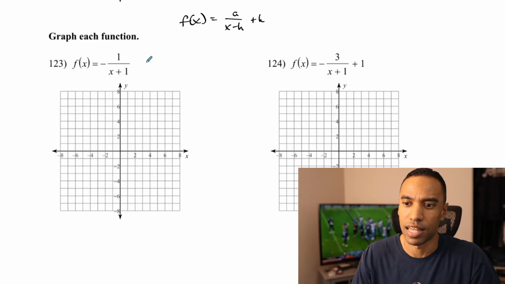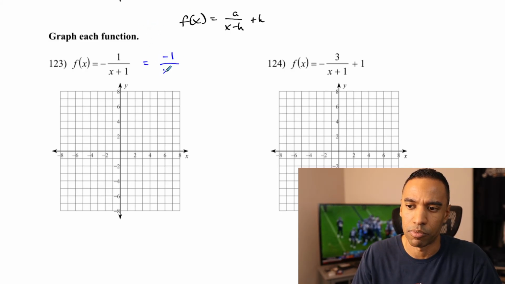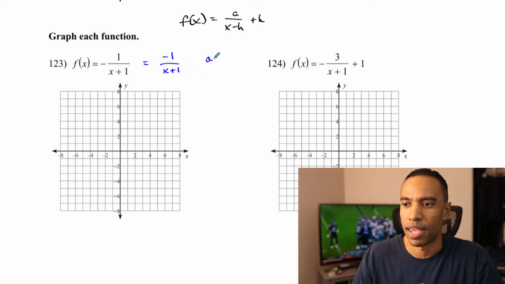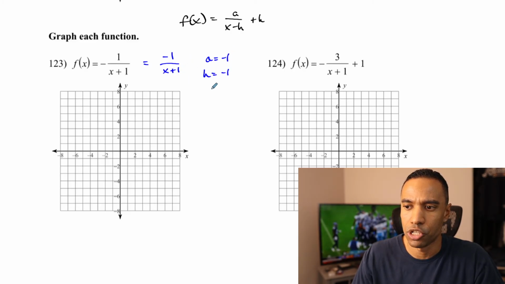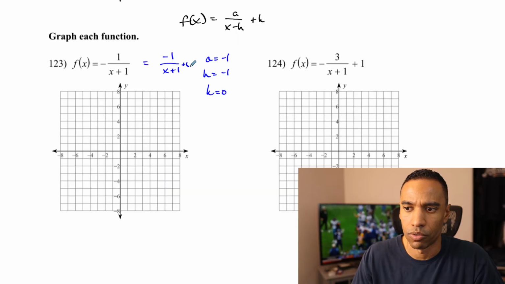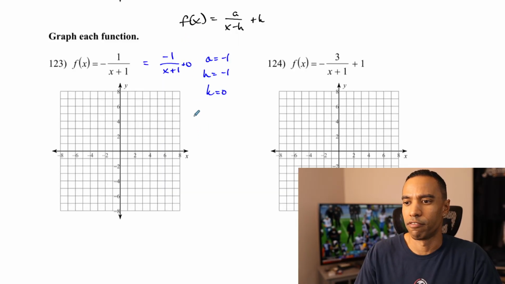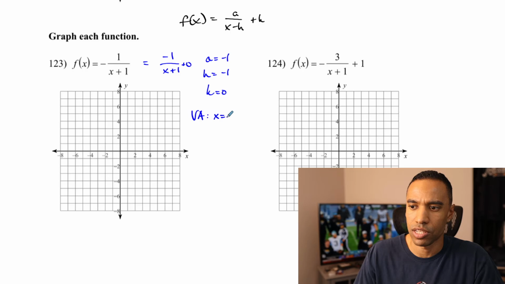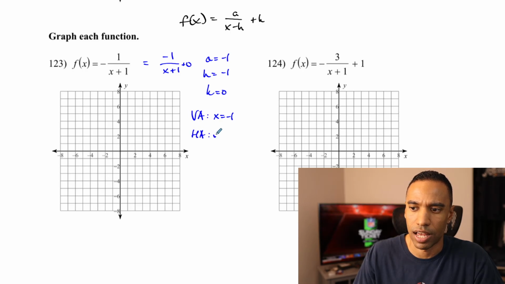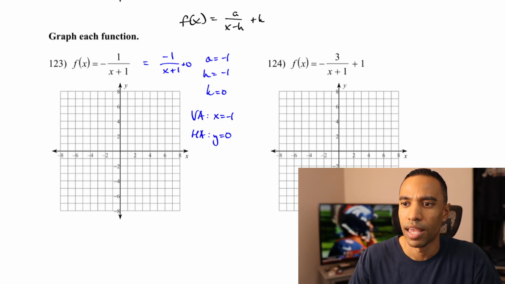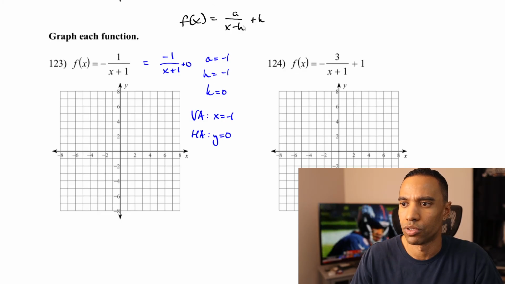So here, this is that -1. I'm going to treat that as a -1 up top, like that. So my a is -1, my h is -1, and my k is 0, right? Plus 0 there. So we have a vertical asymptote at x equals -1, a horizontal asymptote at y equals 0, and I'm going to go ahead and graph those two right now.